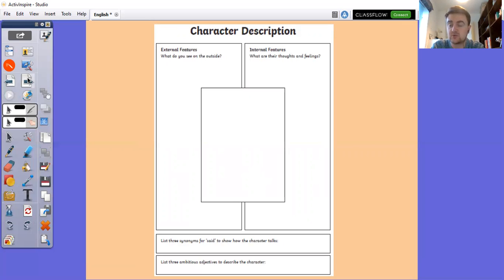So how does the character talk? Do they mumble? Do they mutter? Do they shout? Do they cackle? Do they murmur? How do they talk, and how is that affected? How does that show their personalities?